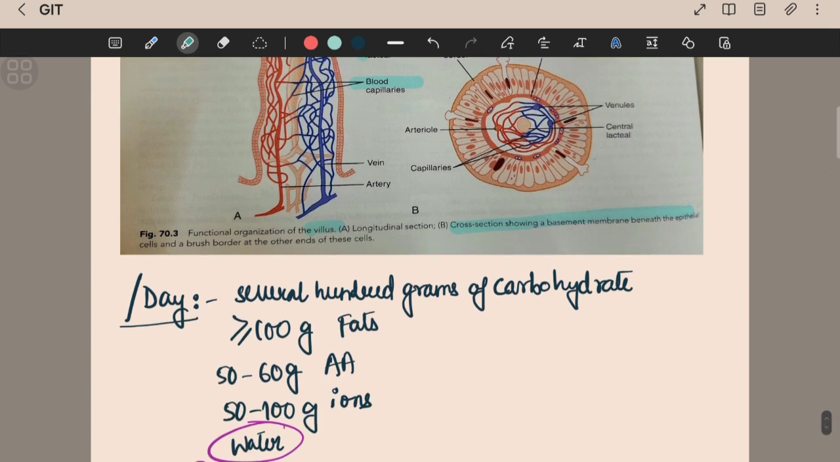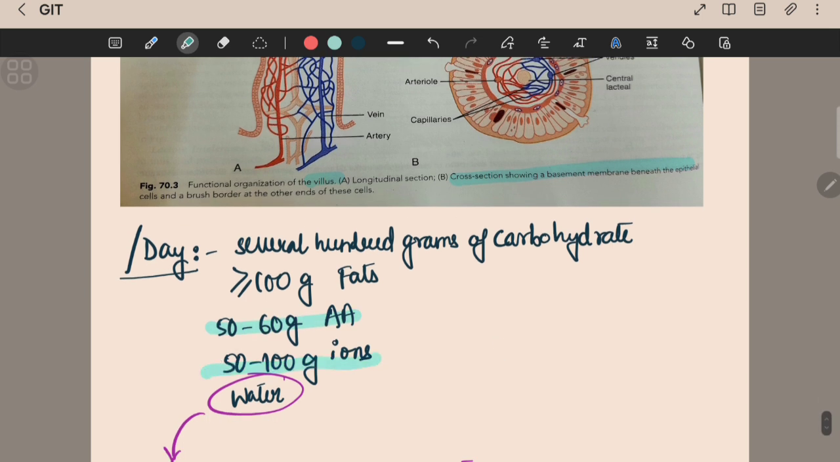Per day we take several hundred grams of carbohydrate, approximately greater than 100 grams of fat, 50 to 60 grams of amino acid, 50 to 100 grams of ions, because these ions are coming with the water. We are not drinking distilled water, we are drinking filtered water, like from the Aquaguard and all. So from there we are taking the water, which has many ions also present.